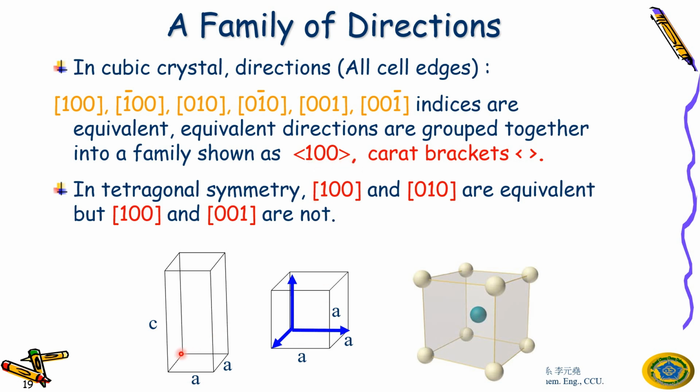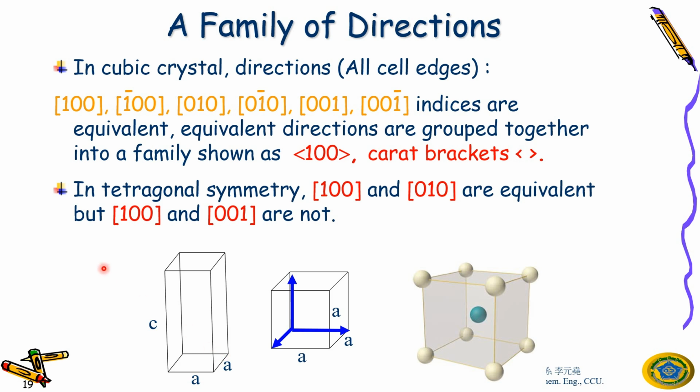How about this one? Are they talking about the same family? 1 0 0, 0 1 0 and 0 0 1, are they the same? No, they are not. Why? Because this is tetragonal symmetry. This is a length in the x-axis equal to the length in the y-axis, but it doesn't equal the length in the z-axis. So when we talk about this one, yes, they are a family, but this one doesn't belong to this family.